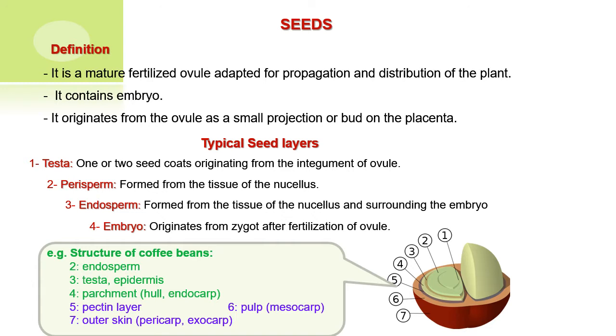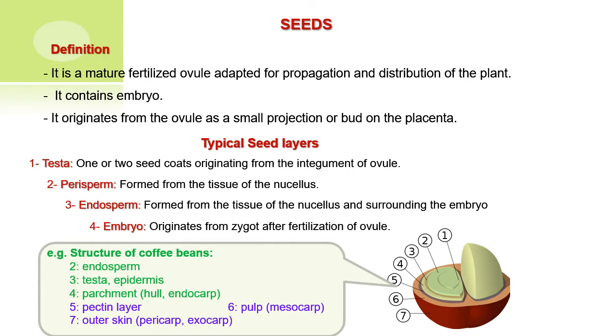Origin of seeds: in the ovary, they exist as a small projection or attachment on the placenta inside the ovary. There are typical layers or typical elements forming the seed. Here is a diagram illustrating the fruit wall and the seed inside it. This is the fruit wall and the seed inside it.